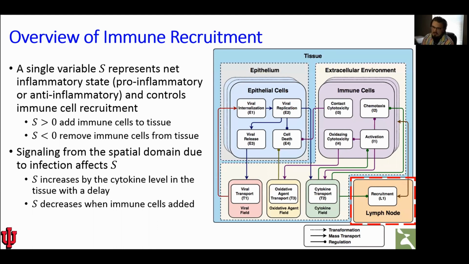Now, with that convention, we say that when there is an increased amount of cytokine in the simulation space, there's a corresponding increase in the variable S, making it more pro-inflammatory. And then for regulation, for something like a resident immune population, we say that the number of immune cells that are in the simulation space then decreases the variable S.